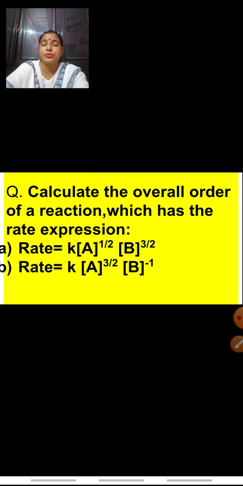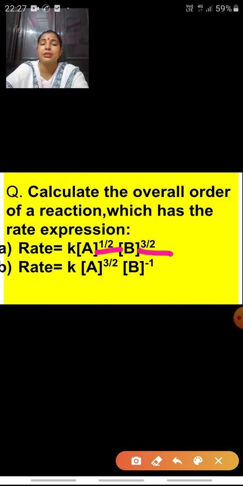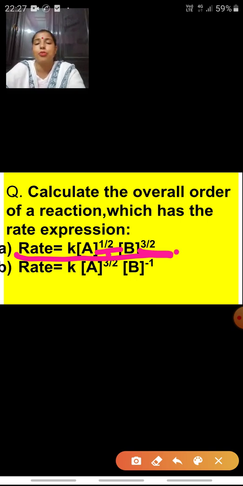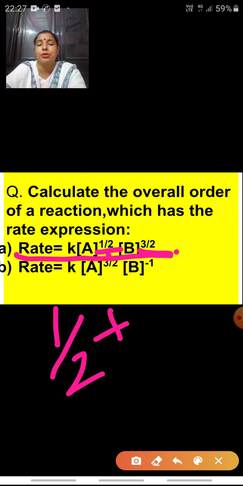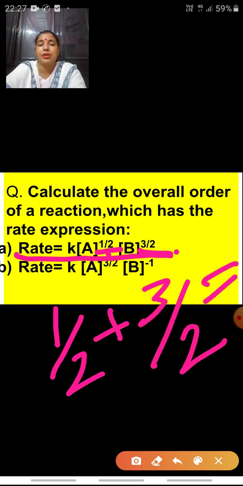Now there is a question for you. Calculate the overall order of a reaction which has the rate expression: rate is equal to K into concentration of A raised to power 1 upon 2 and B raised to power 3 upon 2. How will you calculate the overall order of the reaction? What is order of a reaction? It is the sum of powers to which the concentration terms are raised in the rate law expression. Now the rate law expression is given to you. The powers are also given to you. What you have to do is just add 1 upon 2 with 3 upon 2. This will give you the value of the order of the reaction.